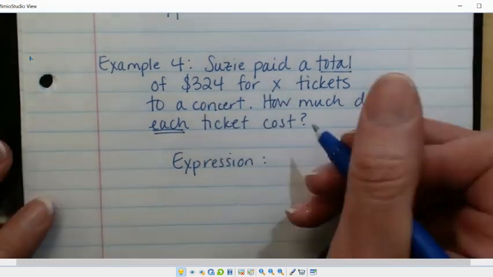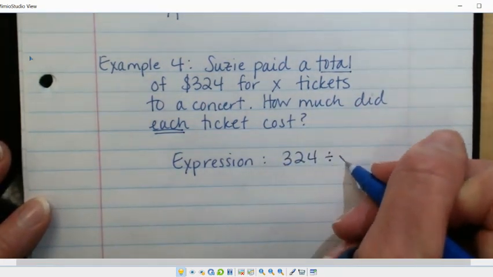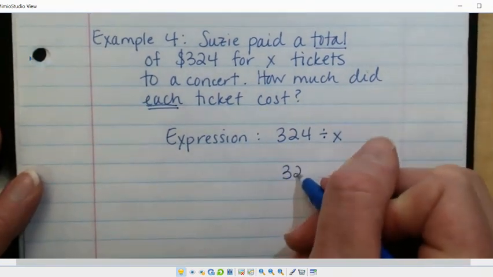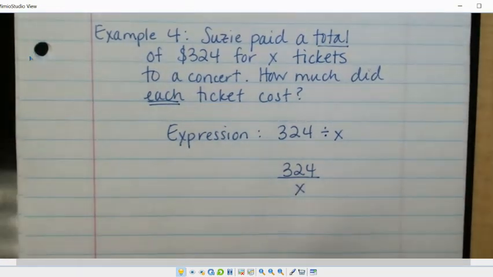So I can write this expression a couple of different ways. I can do 324 divided by X, like that, or I can always do 324 over X, like a fraction. And so that is how you write basic expressions from word problems.